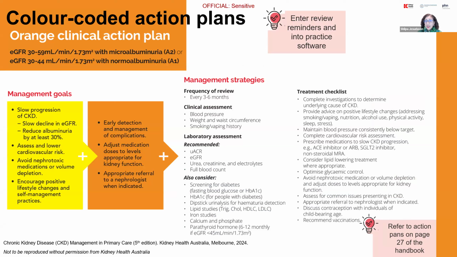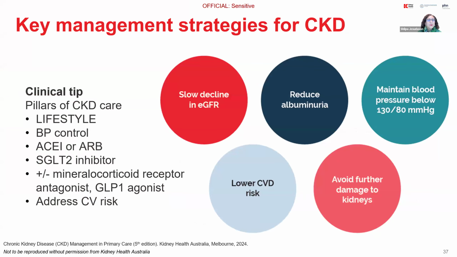We have tried really hard in these action plans to be very pragmatic. What can be reasonably achieved in a primary care setting? Not getting too fancy pants or highfalutin about what needs to be done. This is basic investigations and general guidelines. Of course, once you're starting to get into the red, nephrology referral may become part of that. Why is it so important to do everything that I've just talked about? Because, as I said, we know that we can turn this around.